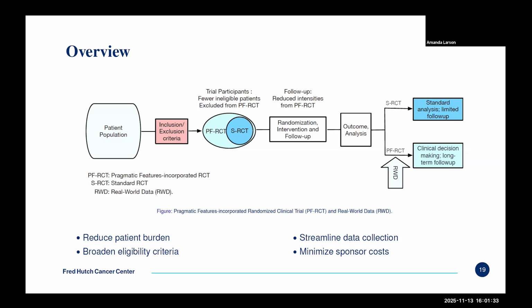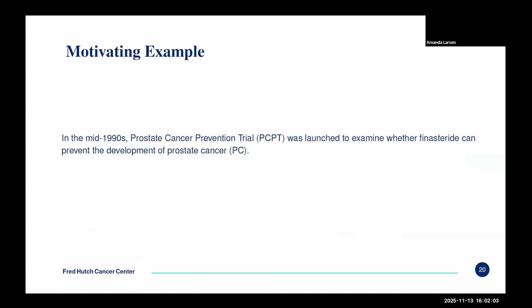And one thing we want to do, within SWOG, the National Cancer Trial Network Group, is to augment the trial with some real world data, such that we don't need to collect as much in the trial but get more data elements from this real world data augmentation.